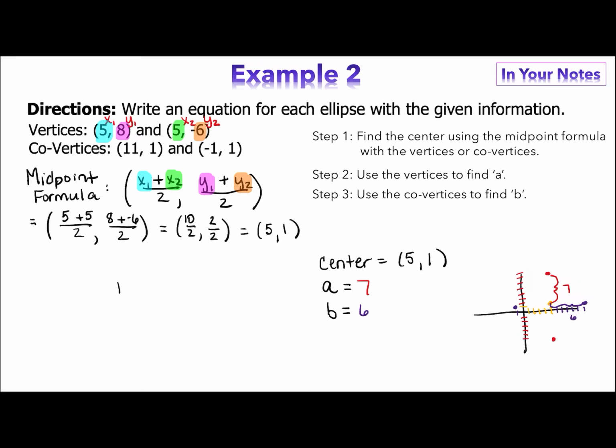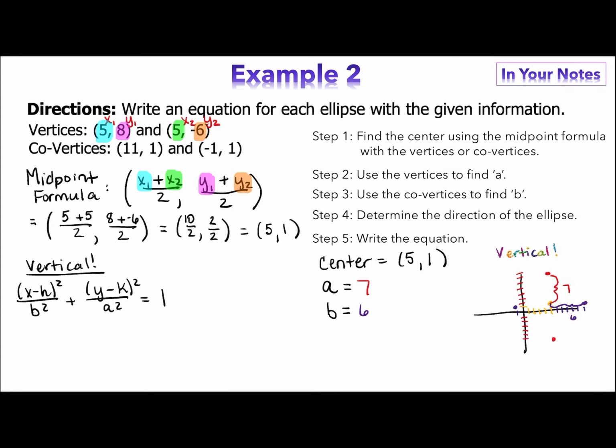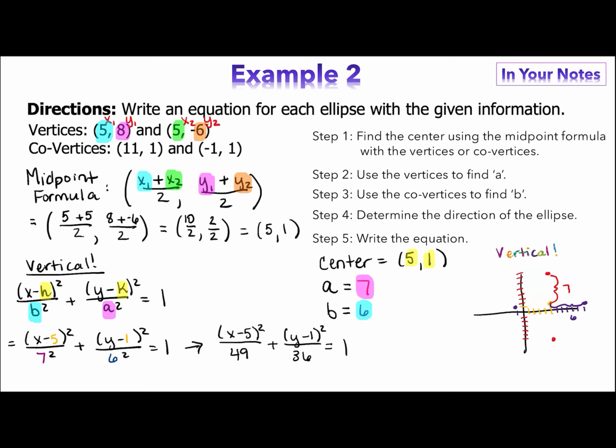So now the 4th step is to determine the direction of the ellipse. This one is a little bit harder to tell just visually, but you can see that, going right and left, I'm going right 6, and this one I'm going up 7, so it's longer. It's going up 7. So that means this is a vertical ellipse. Okay, write the equation. So now we got to write the vertical equation. We're going to plug in 5 for H, 1 for K, 7 for A, 6 for B. And then simplify. And that is your final answer.